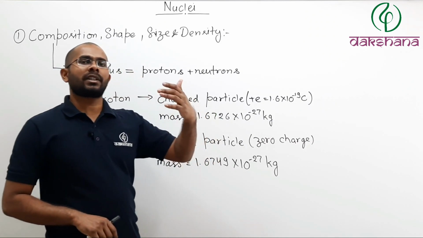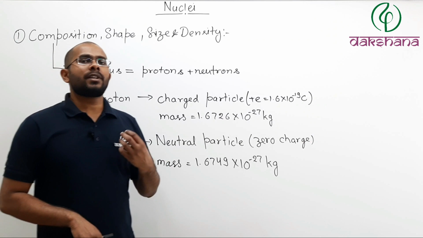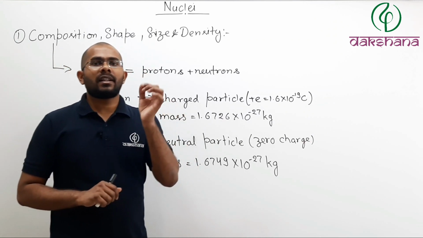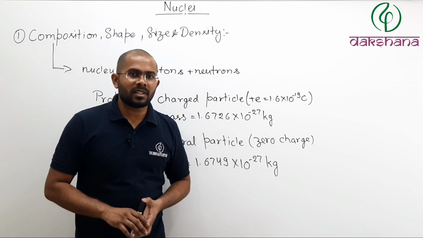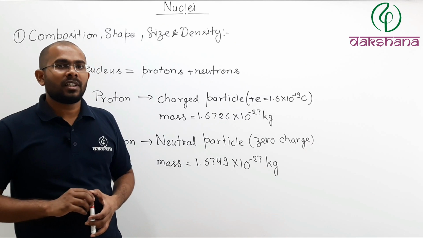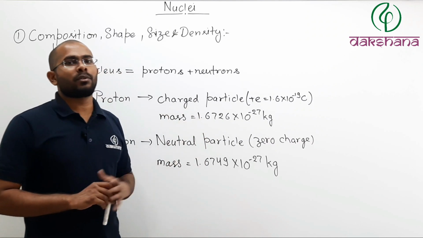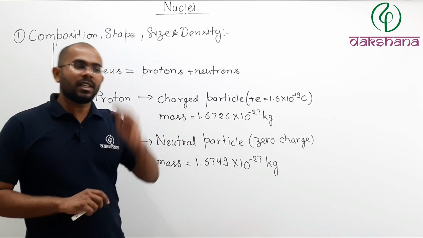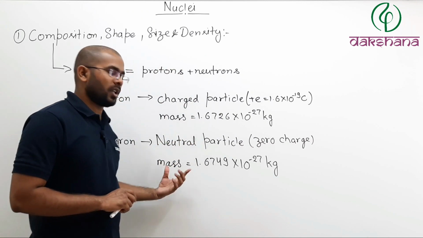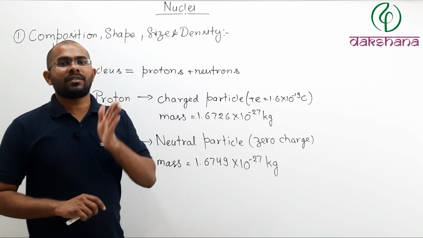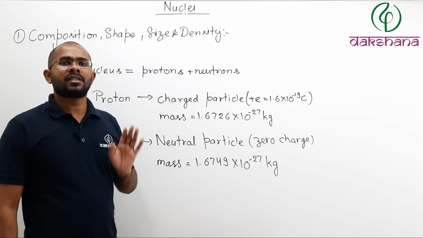When we go into radioactivity, we will see the significance of this. But while solving numericals, unless otherwise given, for all practical purposes, for general calculations, you can take the mass of proton and the mass of neutron to be the same. But if it is explicitly written that take proton this mass and neutron this mass, then you have to take different masses. Otherwise, for general purposes, you can take both masses to be the same.